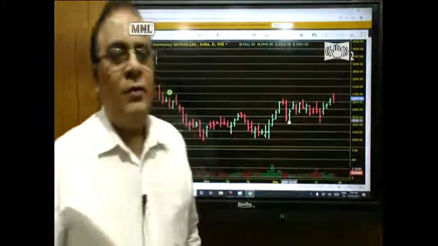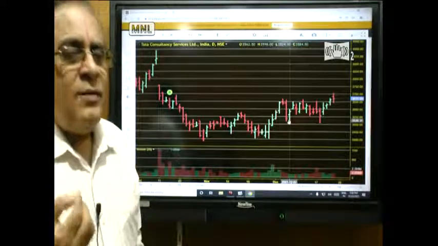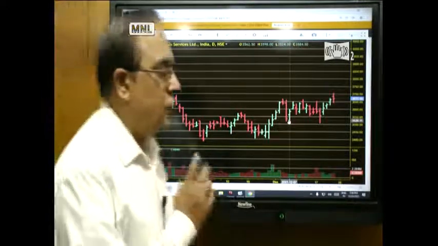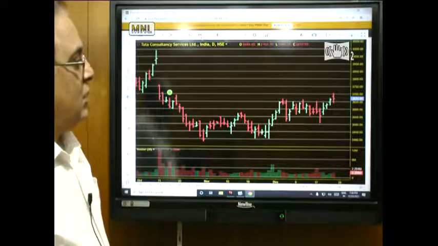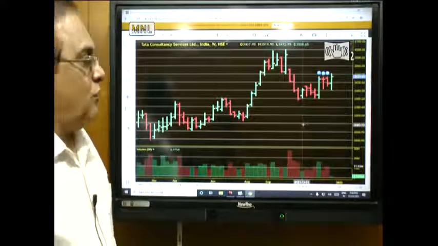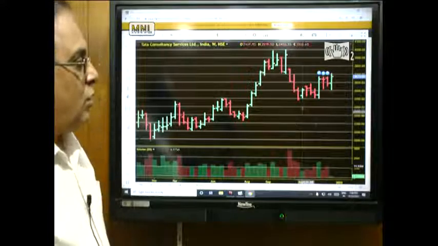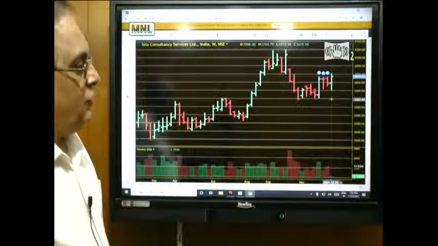So this is the problem as far as trading is concerned: sometimes when you follow a particular system, in some cases it can get you into this sort of choppy action. If you want to avoid this, then you may have to go for a weekly chart. In the weekly chart you will probably have a little more clarity as far as stocks are concerned. And this particular stock, if you look at it from the weekly point of view, is a brilliant move as far as TCS is concerned.